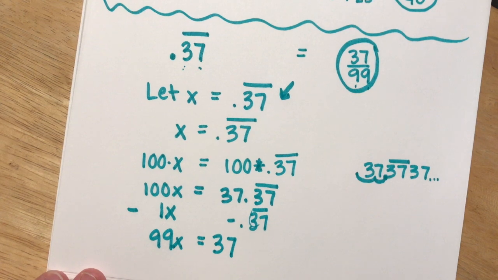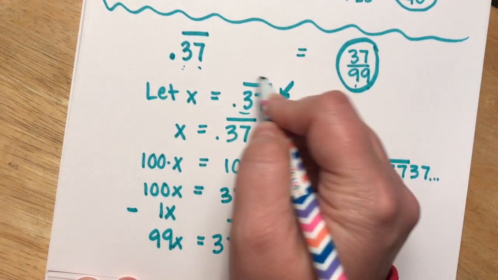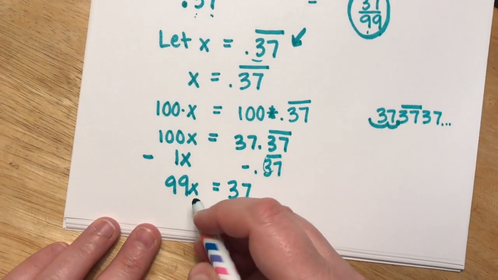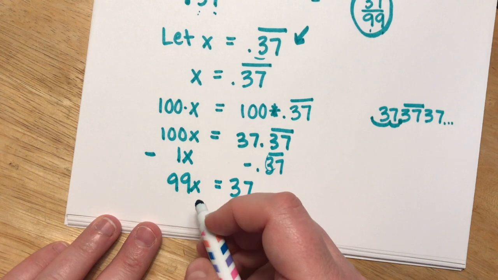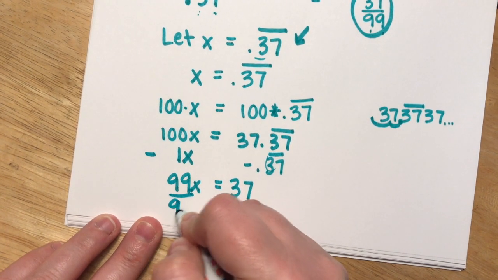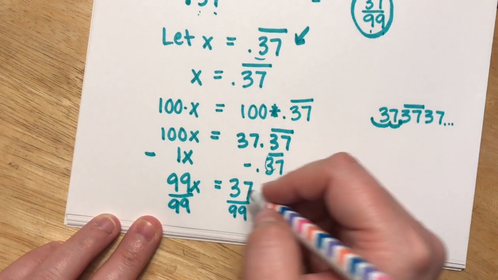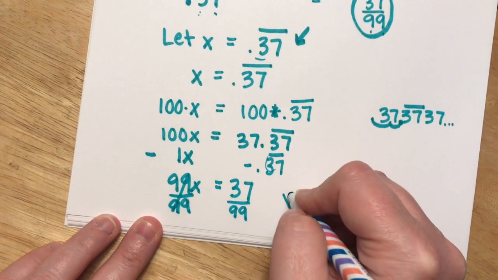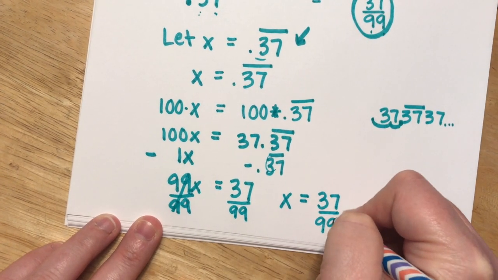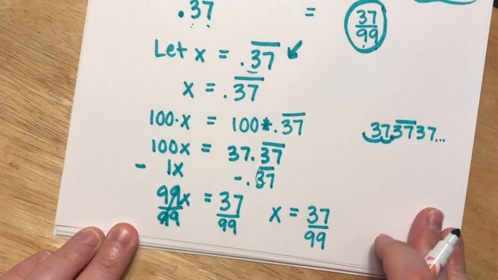Now, my goal is to find out what x equals, because we wanted to know what it equaled up here as a fraction. So in order to get the x isolated by itself, I've got to divide by 99 over here, and I've got to divide by 99 over here. And that means these guys cancel out, and we're left with x equals 37 over 99. And so that's how you get the answer at the top.